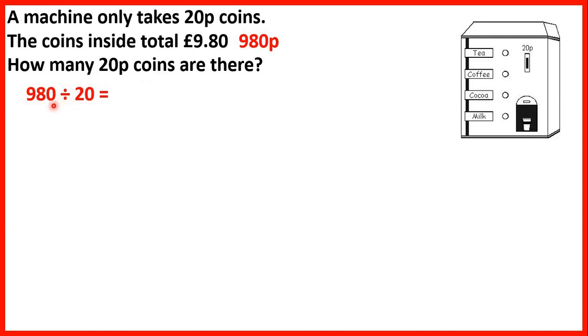So with division, when we have end zeros in the question, we can cancel them, and 98 divided by 2 is 49. If we're not sure of that mentally, we could use short division here. So there are 49 20p coins.